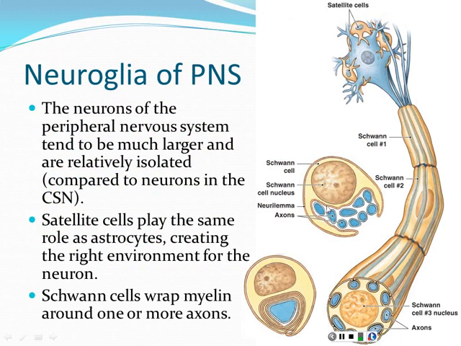So the Schwann cell wraps around it in a different way. So here we have multiple axons inside the Schwann cell.